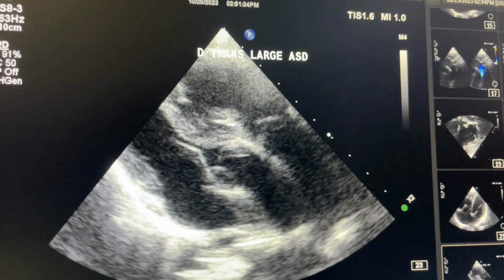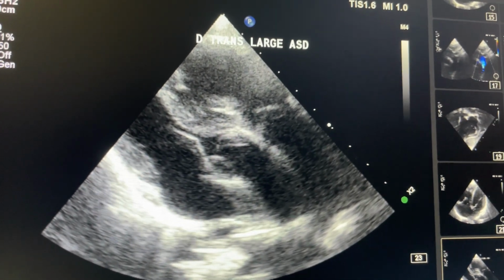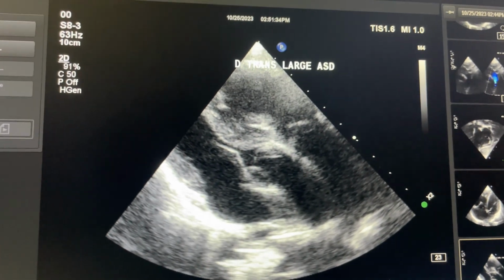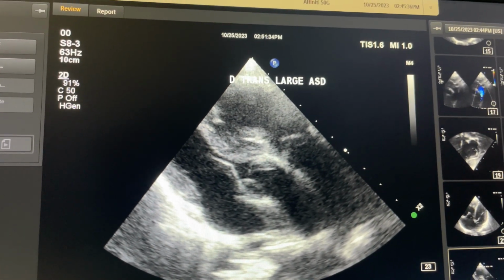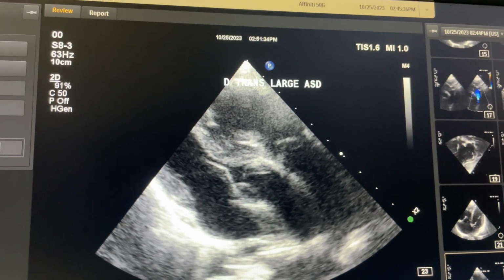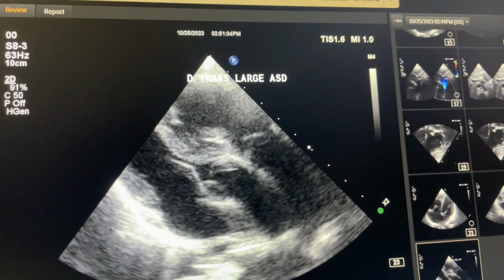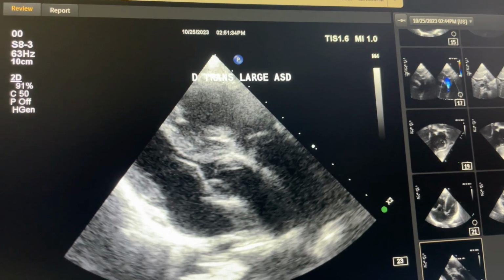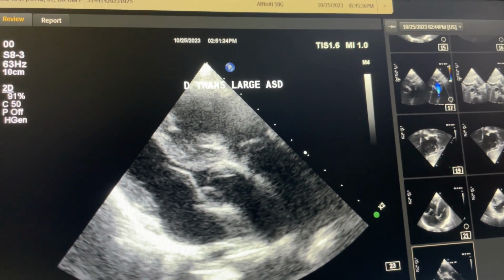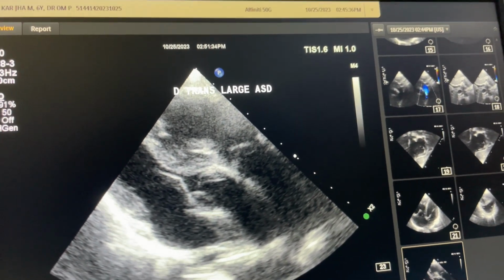What you see in this case, aorta and pulmonary artery both are in parallel arrangement, so indicative of transposition of great arteries. Whenever you see both aorta and pulmonary artery parallel in arrangement, in one plane you can see both in longitudinal view, so that is the case of transposition of great arteries. Obviously this is the case of d-transposition of great arteries.